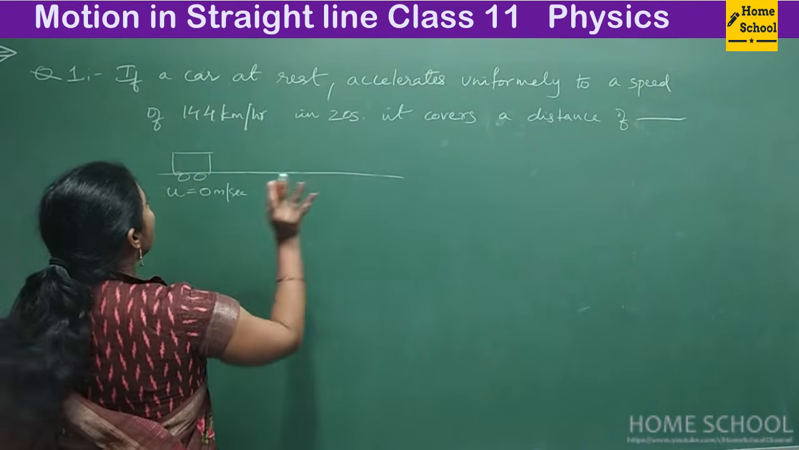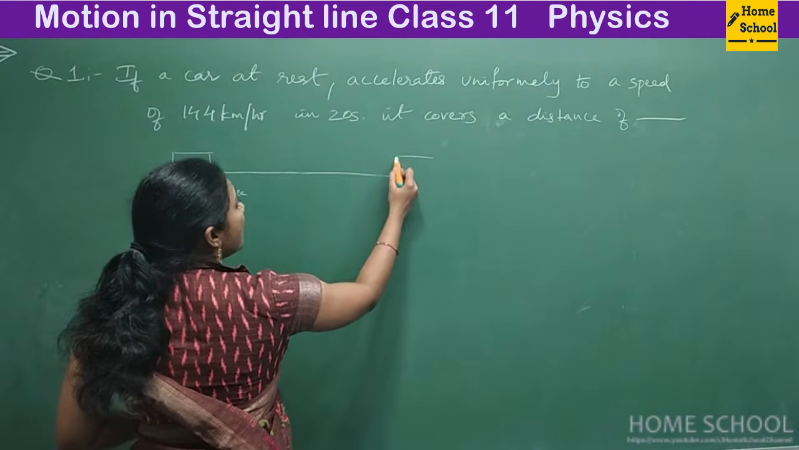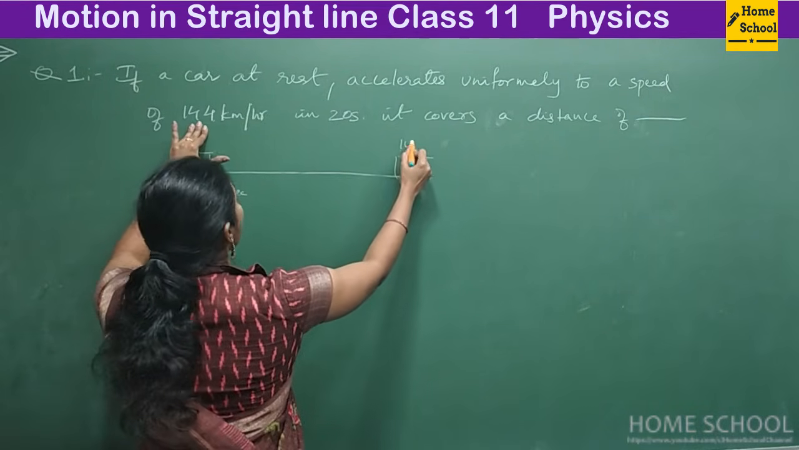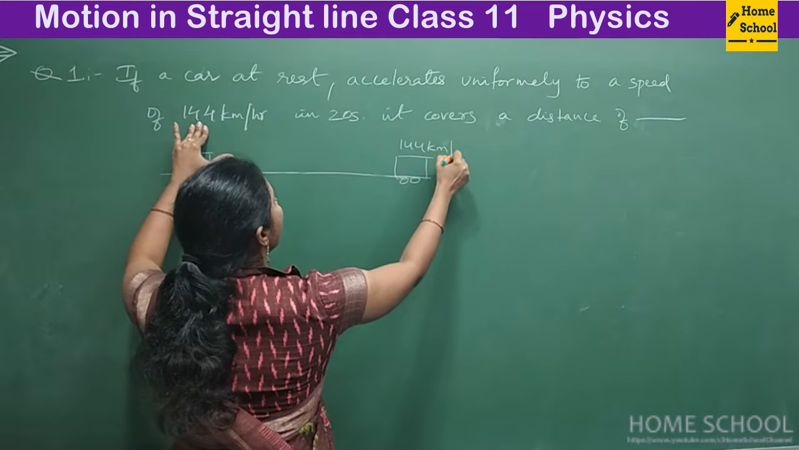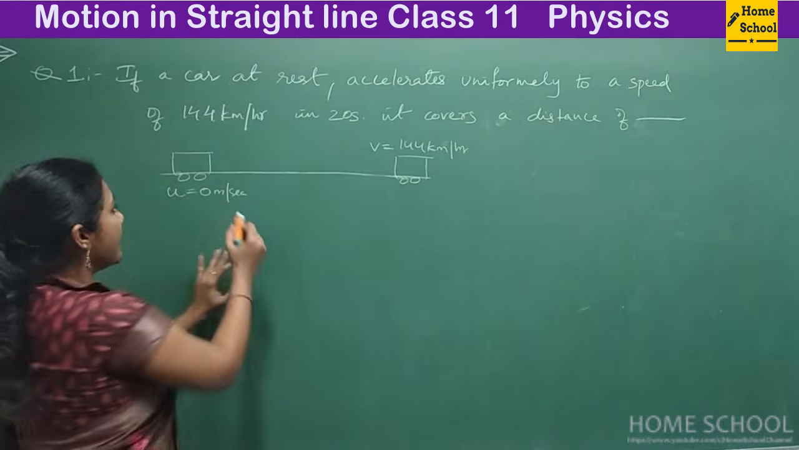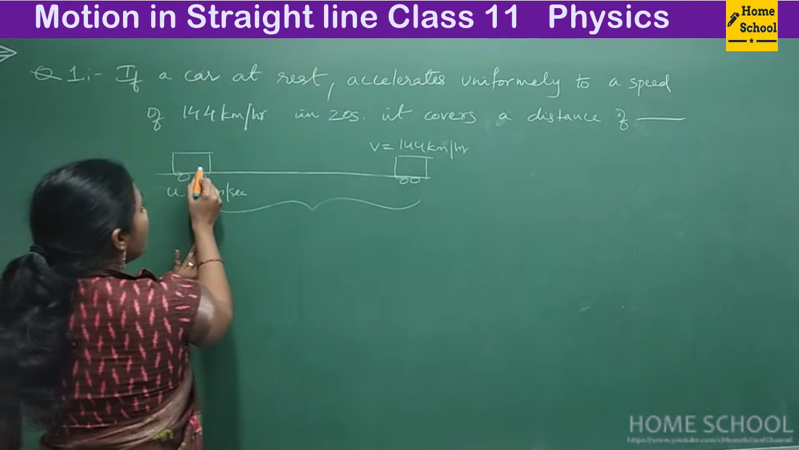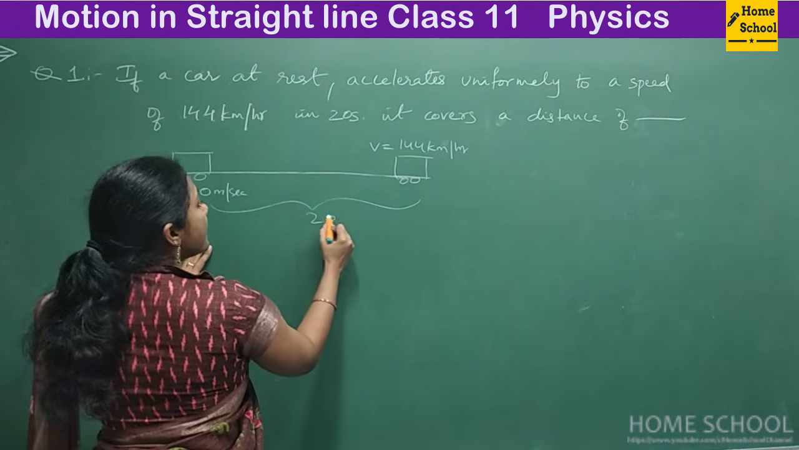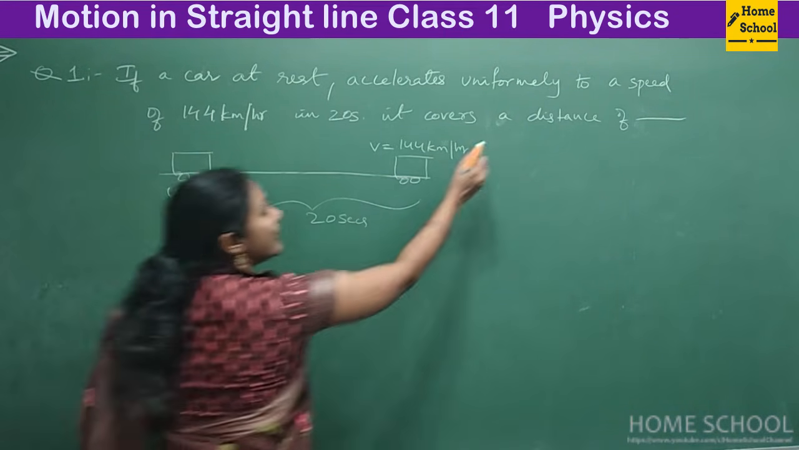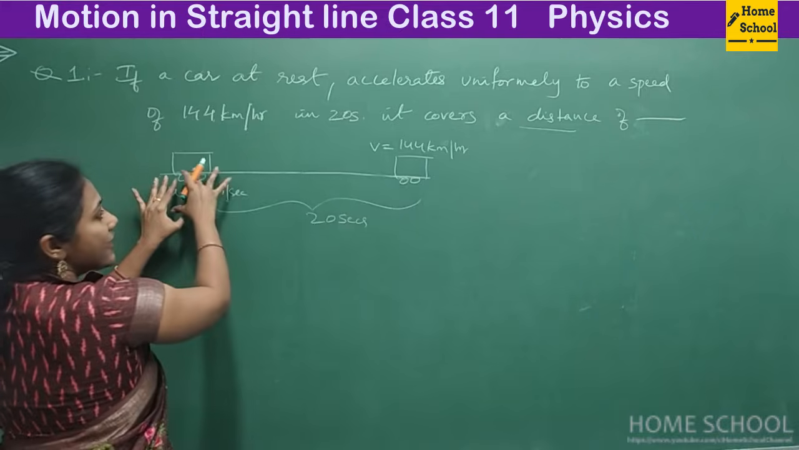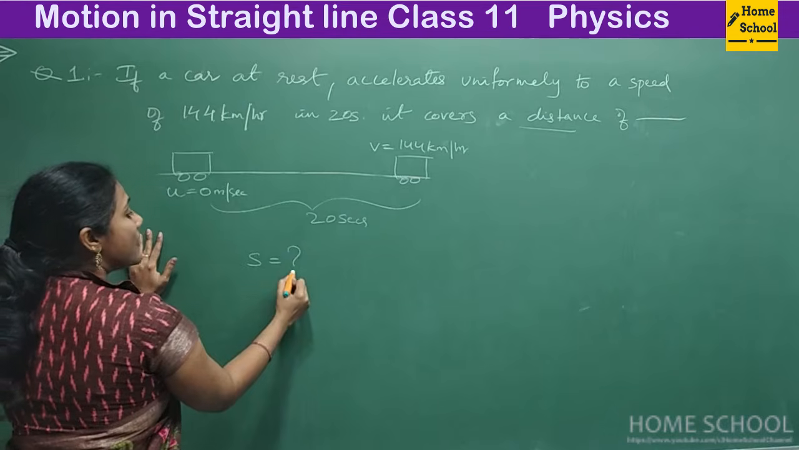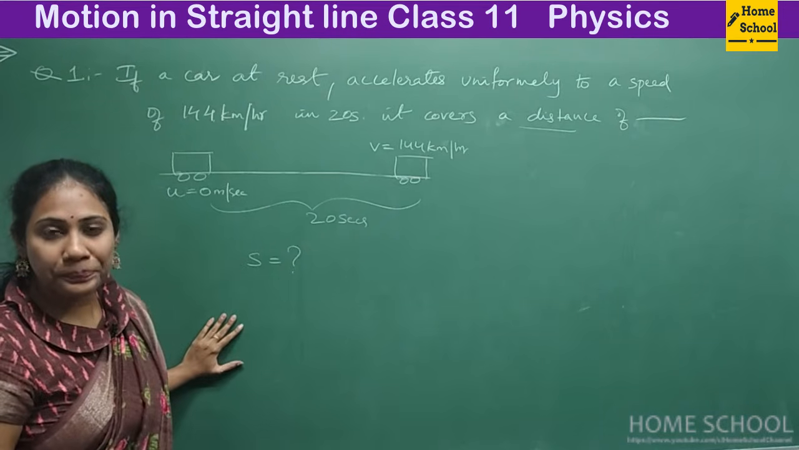It is moving to a certain speed and it reached some point with a speed of 144 kilometer per hour. Actually, this is your final velocity. In 20 seconds, the car moved from this point to this point. They are asking you the distance that it has covered. Distance here is nothing but displacement. So the displacement is question mark.